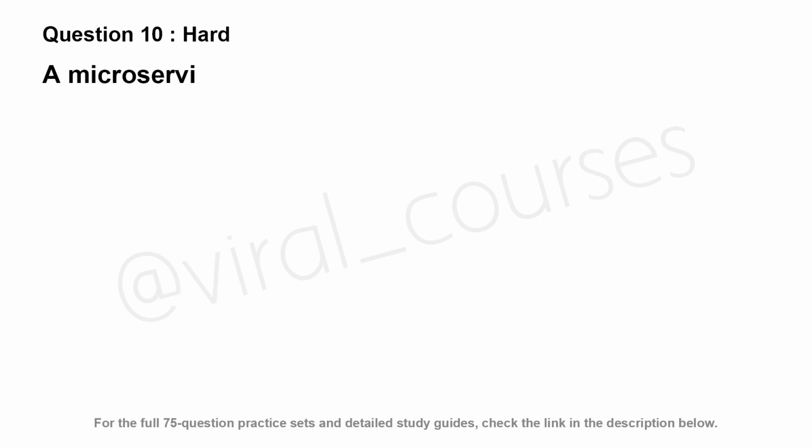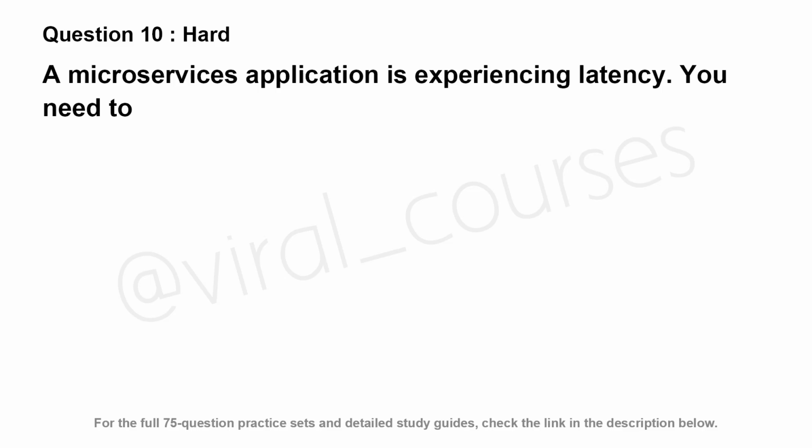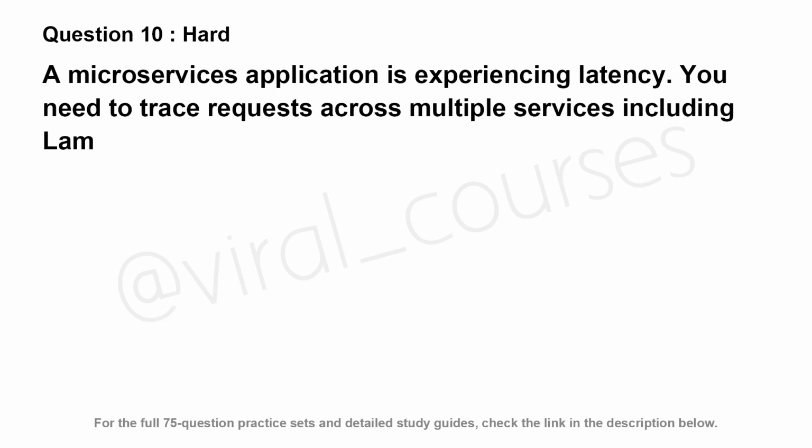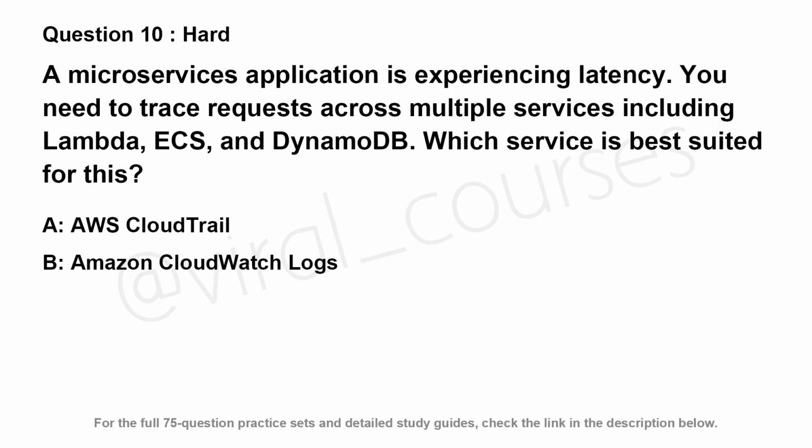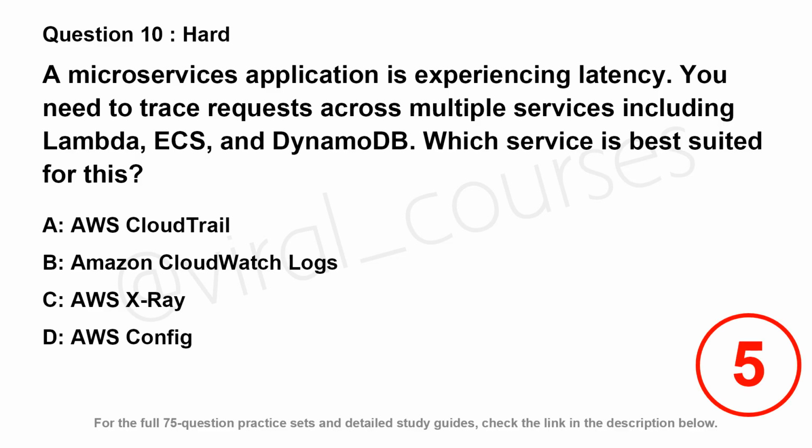A microservices application is experiencing latency. You need to trace requests across multiple services including Lambda, ECS, and DynamoDB. Which service is best suited for this? Option A. AWS CloudTrail. Option B. Amazon CloudWatch Logs. Option C. AWS X-Ray. Option D. AWS Config.